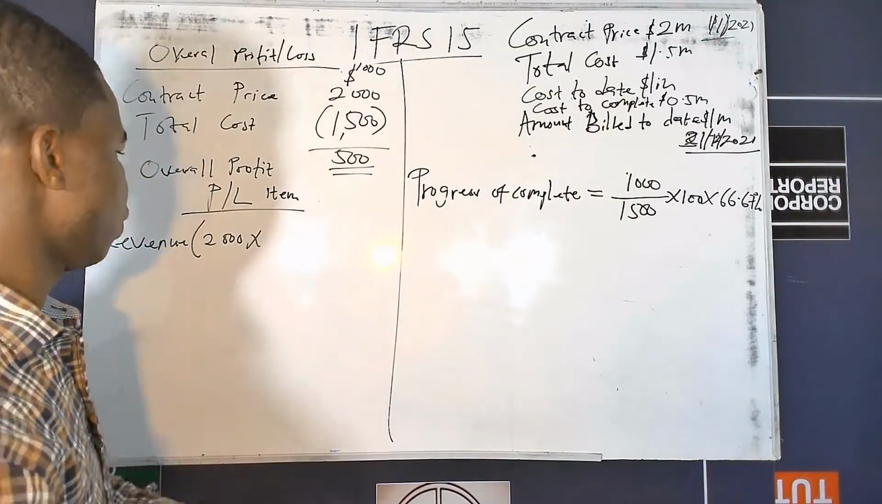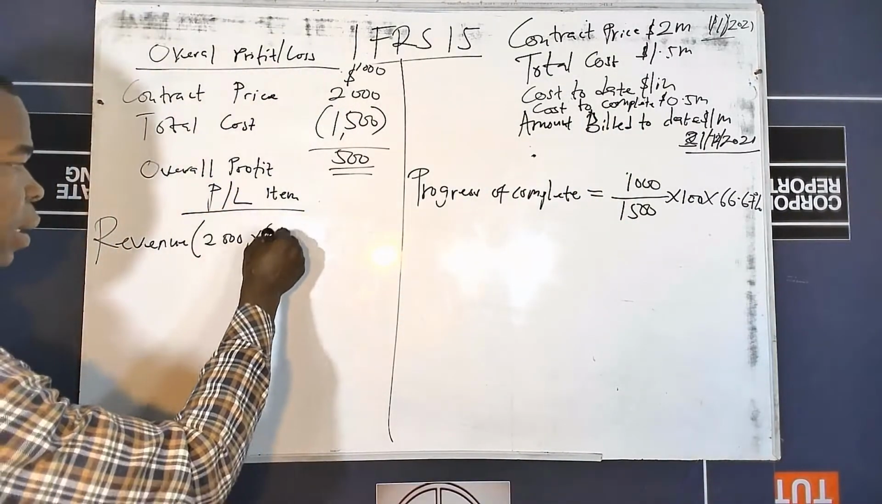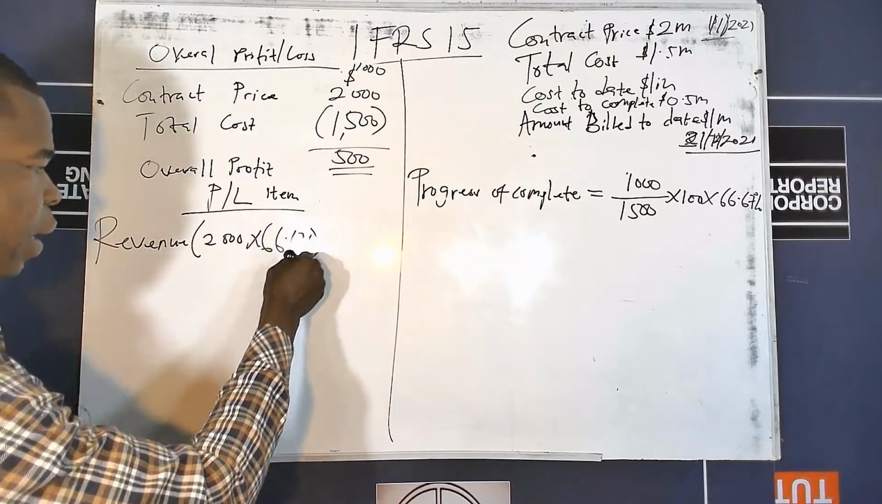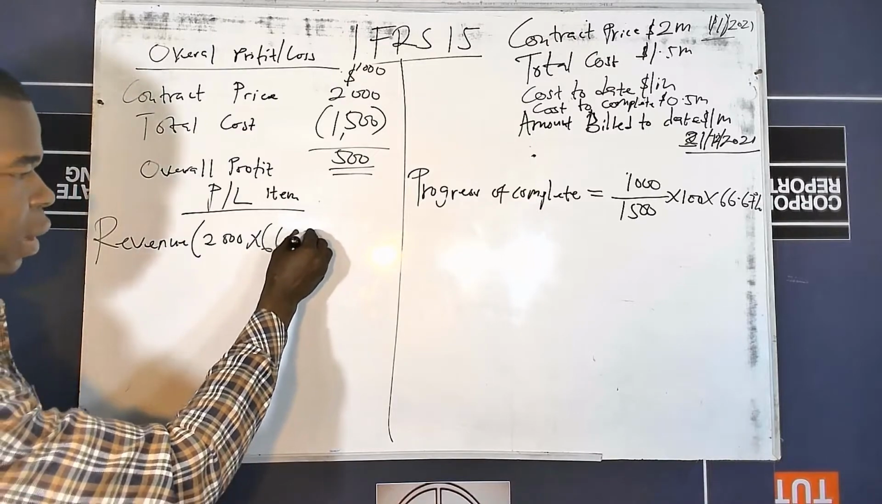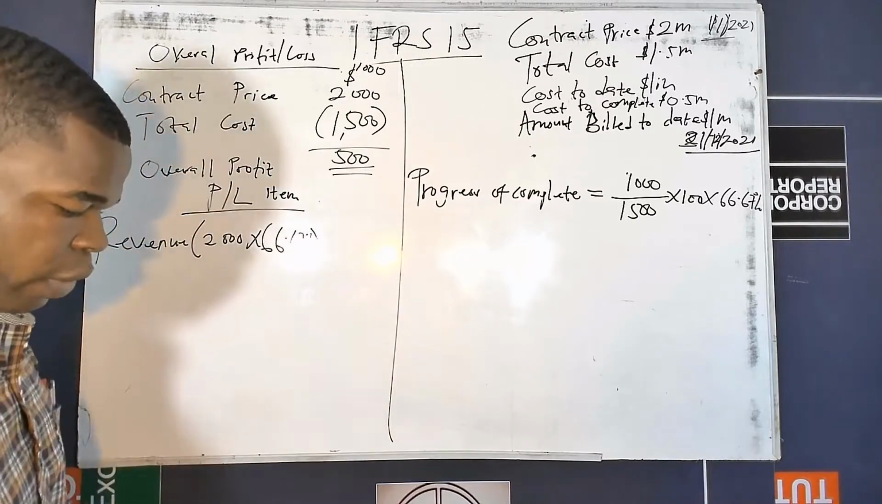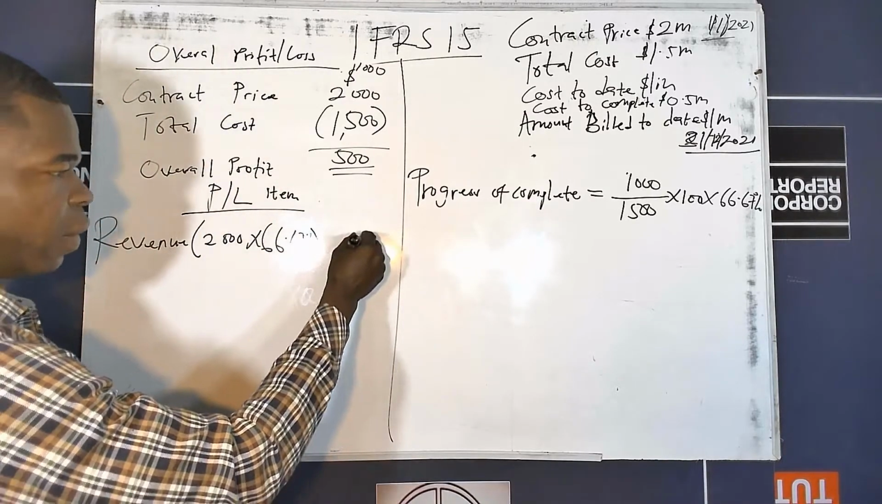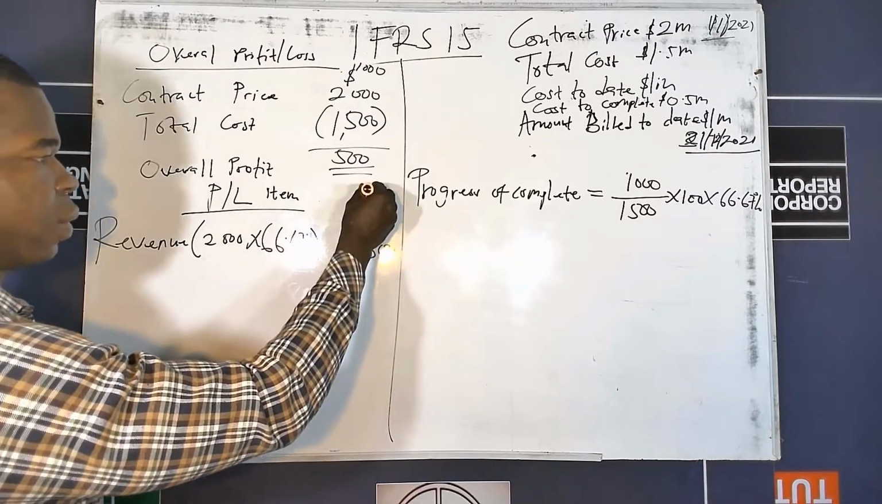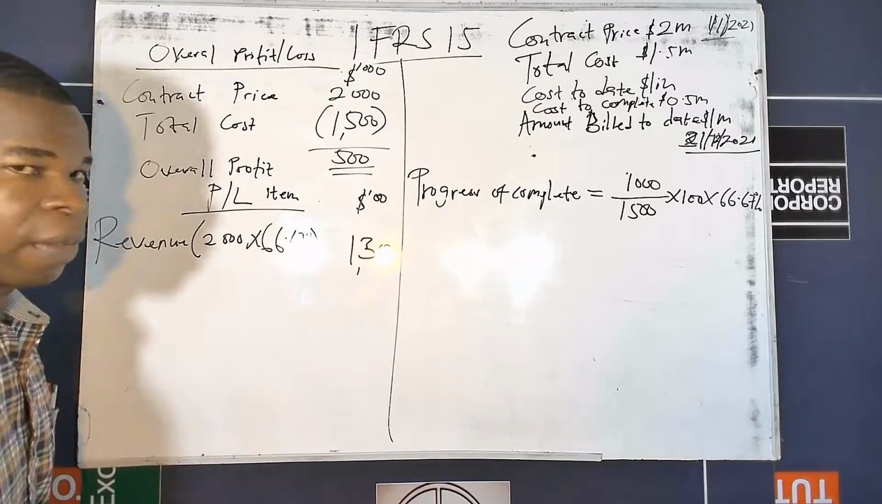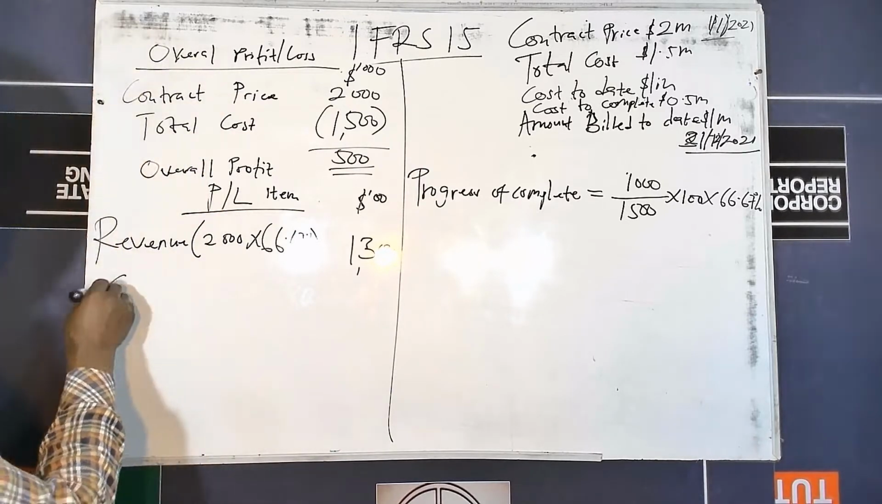So we multiply our 66.67% over here to add the level of percent, and then the revenue is going to give us 1,300 over here. So this matches this, so 1,300. Then what is our cost of sale?